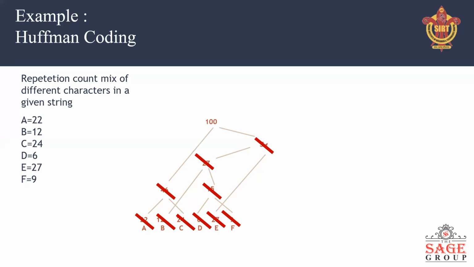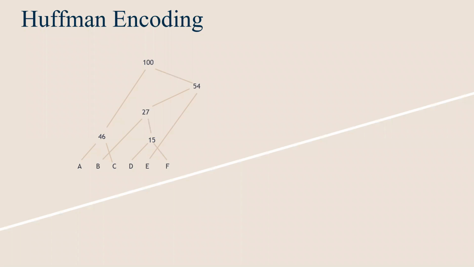Okay. And finally, the parent node, as you can see here, its value is 100. It should always match the total length of the input string. So this is the method of how to create a Huffman tree, and now we will see how to encode the given characters. This was the tree which we created, the Huffman tree.